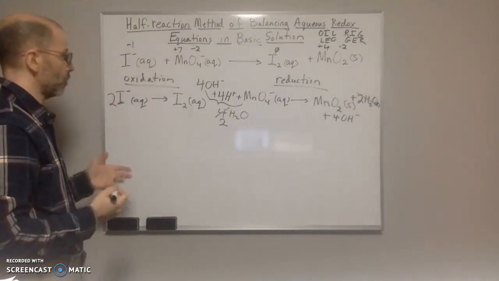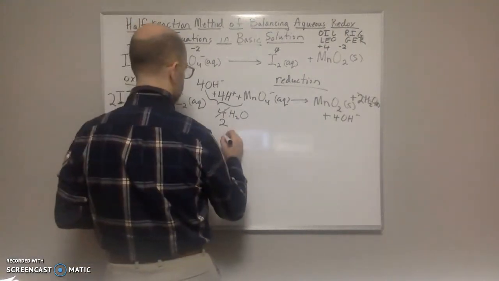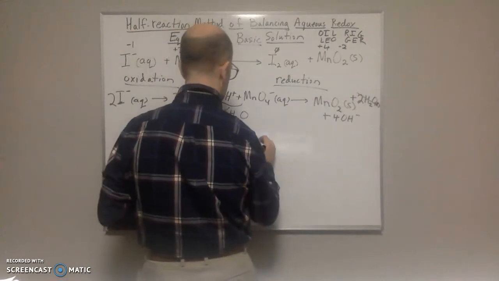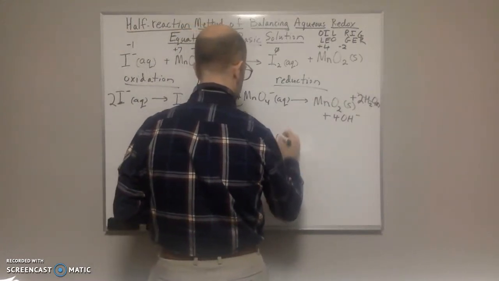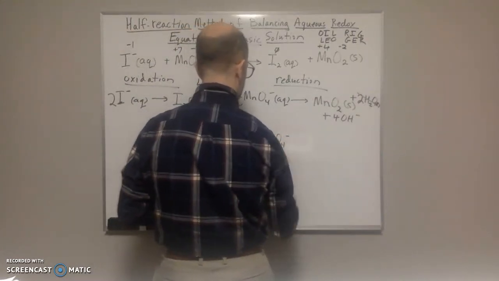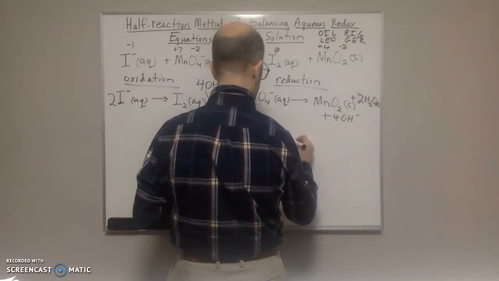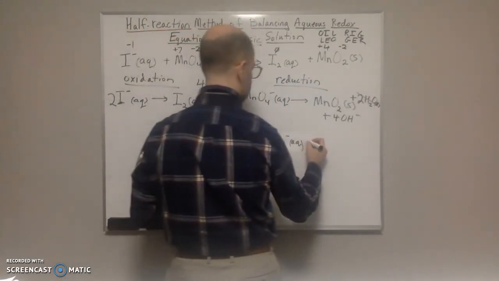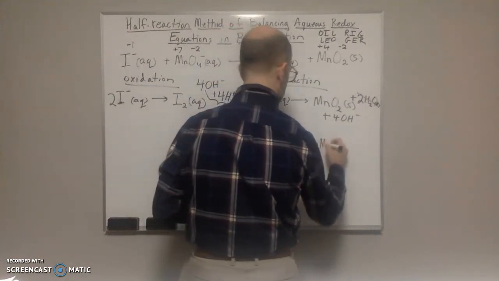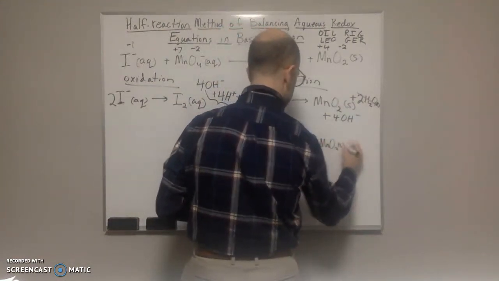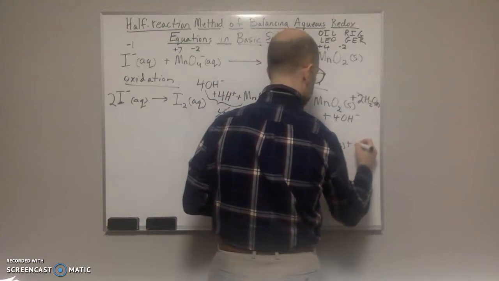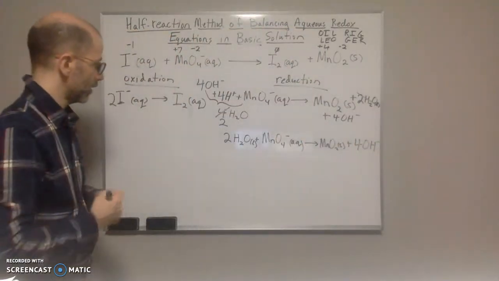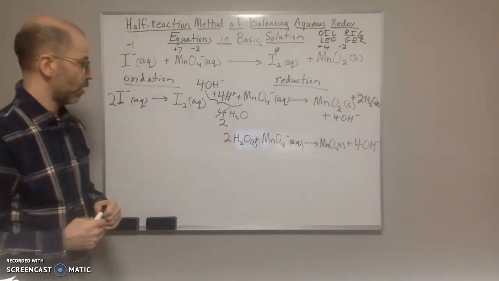Okay, so now if I rewrite this, we'll get 2 H2O plus MnO4 minus aqueous. This is liquid, forgot that. And this goes to MnO2 solid plus 4OH minus. And so here it is now balanced.